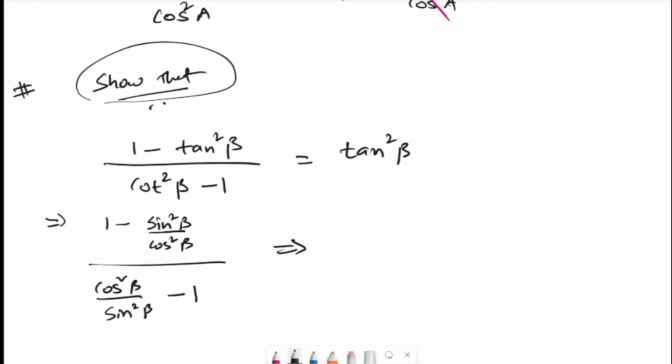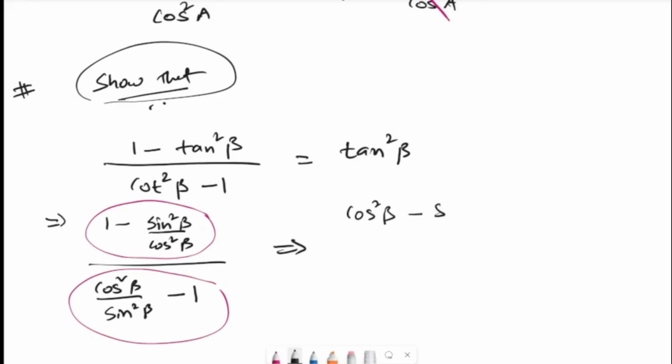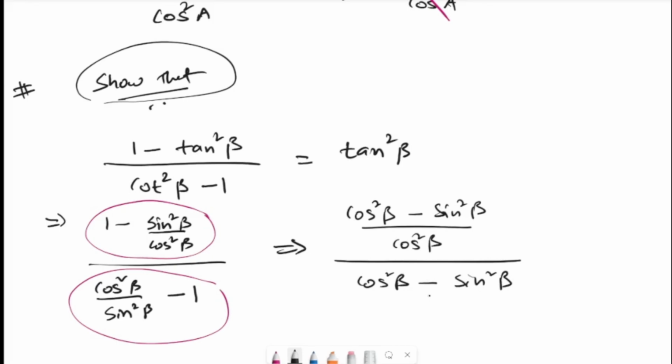Anyways, now this is a simple fraction here. Okay, as I've told you, fast way to do this is cos this times this minus this. Cos square beta times 1 is cos square beta minus sine square beta divided by cos square beta, divided by cos square beta minus sine square beta divided by sine square beta. Right? What I did is, this is multiplied with this minus this divided by this. Simple fraction. Let me reiterate.